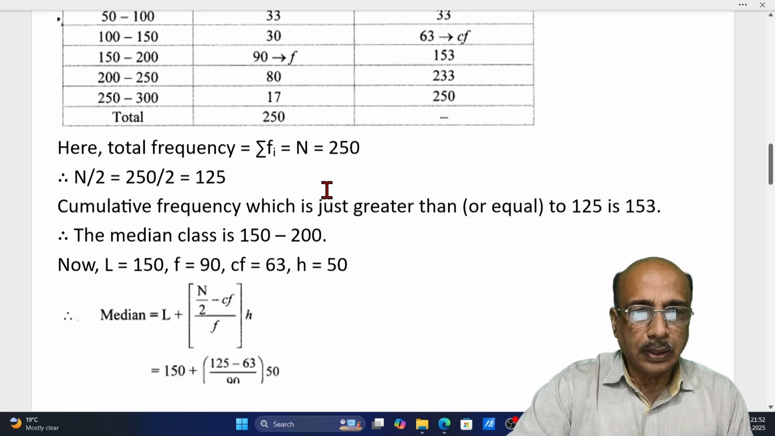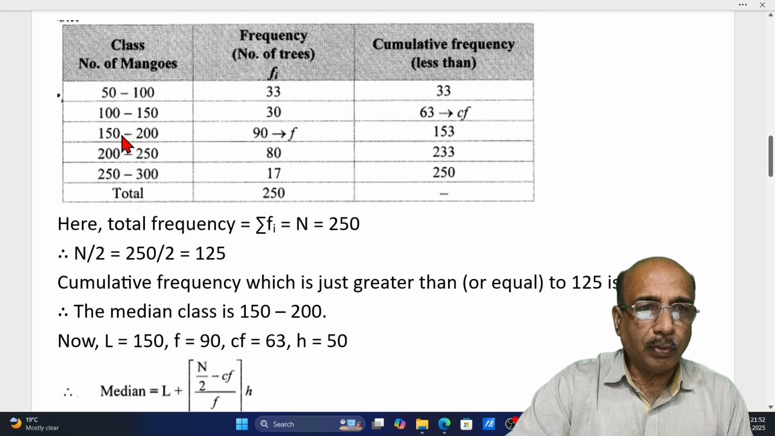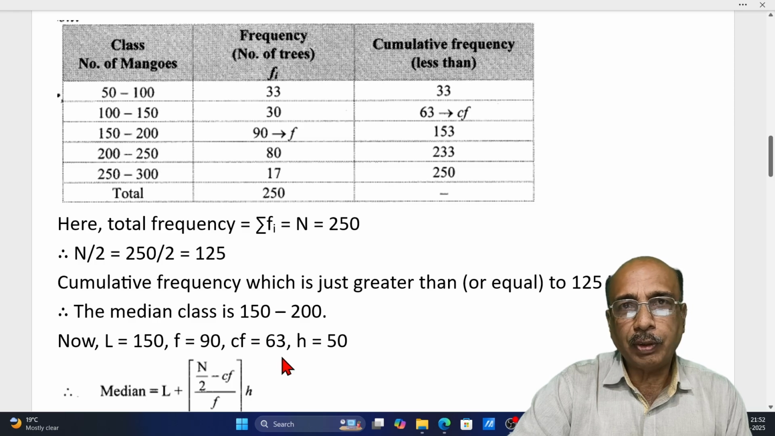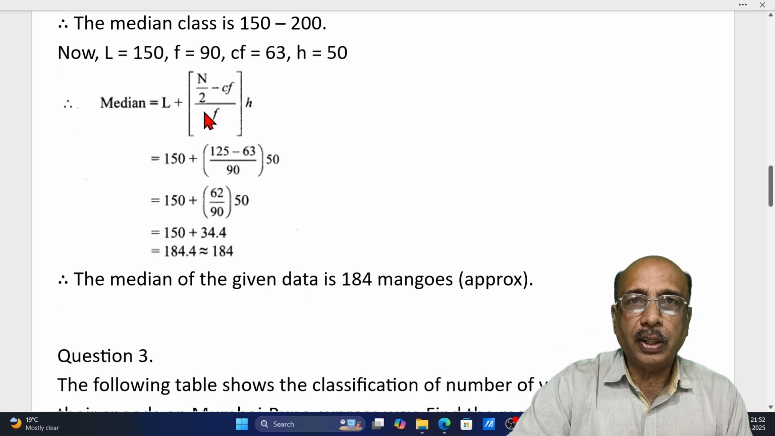So take the values. Lower class limit of the model class is 150, so L equals 150, F equals 90, CF equals 63, H equals 50. The formula remains the same: Median equals L plus (n by 2 minus CF) upon F into H.